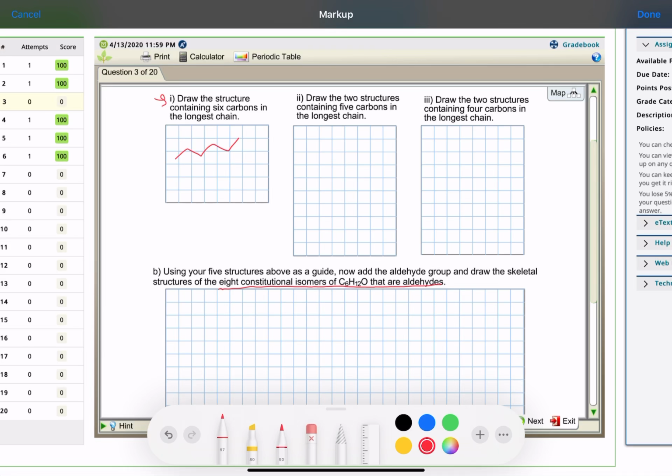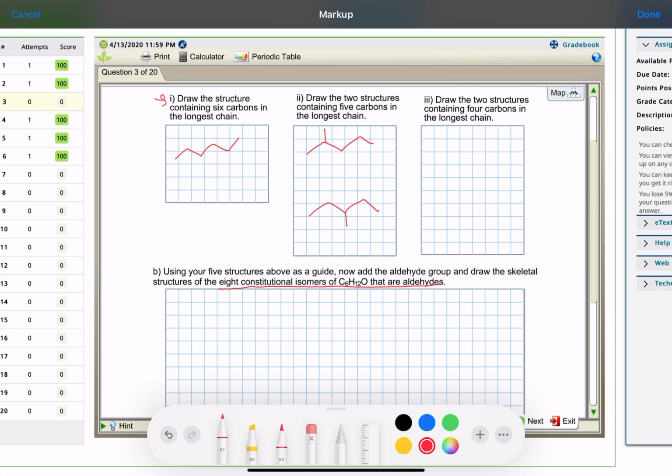That's it. And then it wants you to draw 2 structures that contain 5 carbons in the longest chain. So this time you want a 5 carbon chain, and there's going to be 2 of them. Carbon number 6 is going to be a branch on the 5 carbon chain. So it could either be in position number 2 or in position number 3. And again, it's just looking for carbon chains.